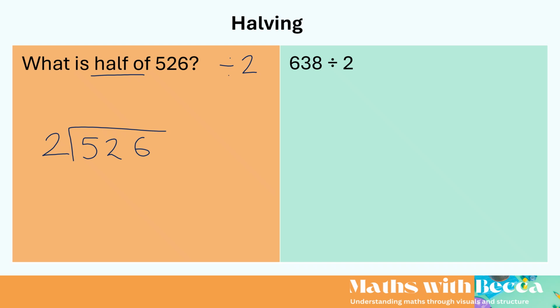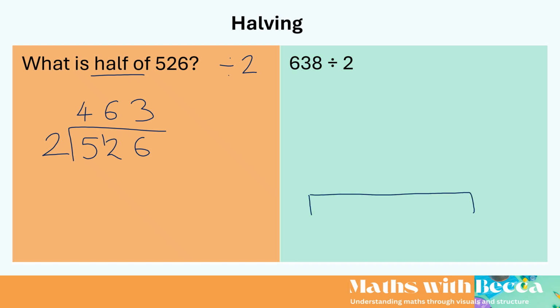So how many groups of 2 can I make out of 5? I can go 2, 4, so that's 2 groups with 1 left over. How many groups of 2 can I make using 12? So if we count up in 2s, 2, 4, 6, 8, 10, 12, that was 6. And then how many 2s go into 6? 2, 4, 6, that was 3. So that's one method.